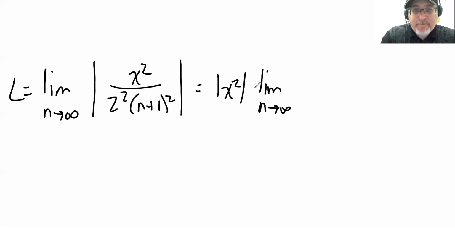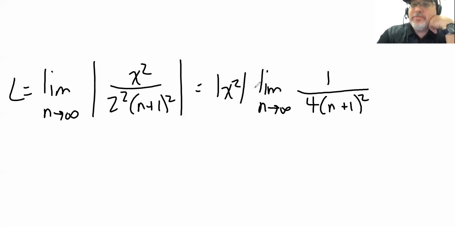And everything else that remains is positive, or even the x squared is non-negative. So technically we could have lost the absolute value a while ago, but let's get rid of it now. We're left with 1 on the top since we pulled the x squared out. On the bottom, 2 squared is 4, and I'm going to leave the n plus 1 squared factored. I'm not going to multiply it out because really all I'm concerned with is this limit.